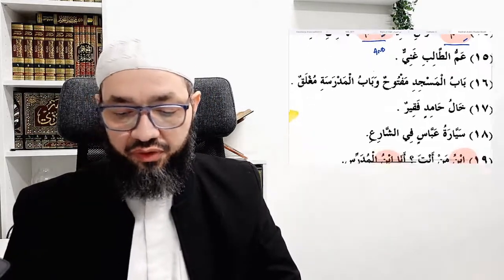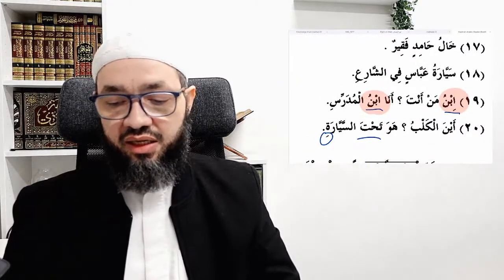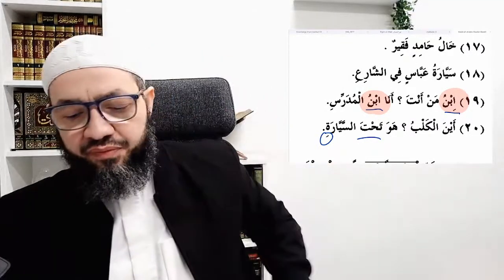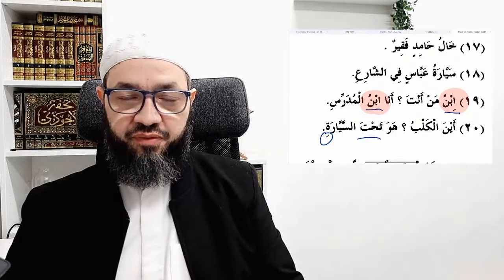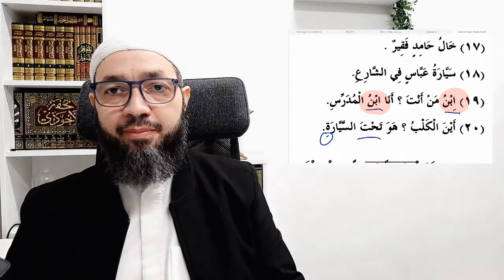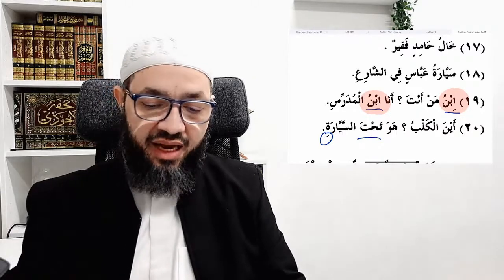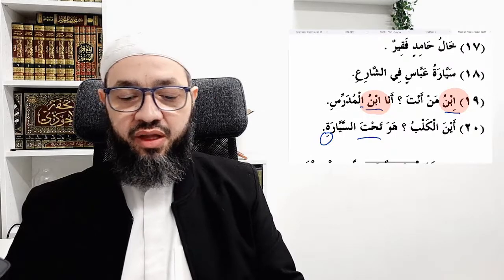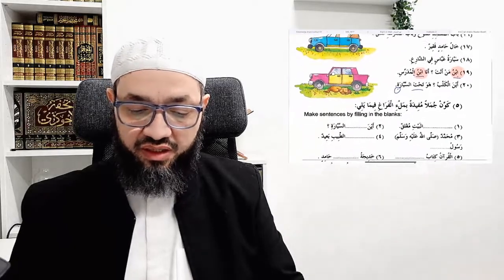The same is for the word ibn. In sentence 19, it says ibnu man anta. Whose son are you? Ibnu man anta. Ana ibnul mudarrisi. I'm the son of the teacher. I didn't say ana ibnu, I said ana ibnul mudarrisi. The alif, you don't pronounce it if a word comes before. You only pronounce it at the beginning of a sentence.